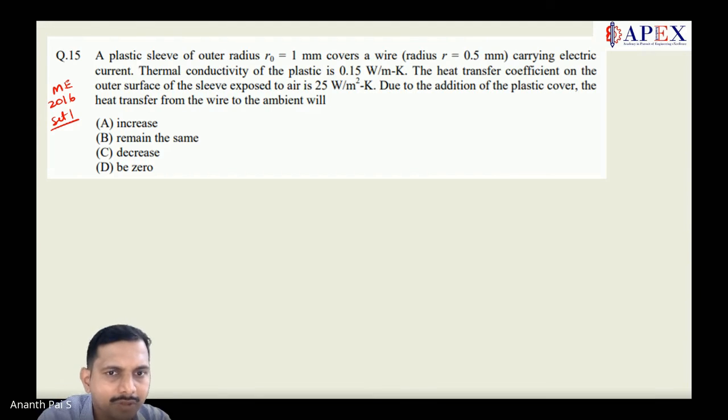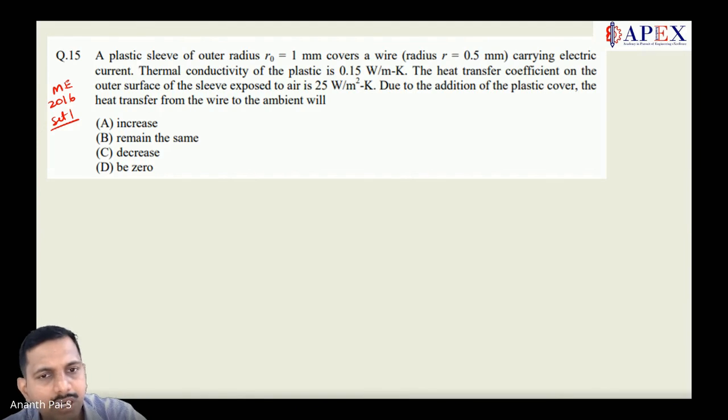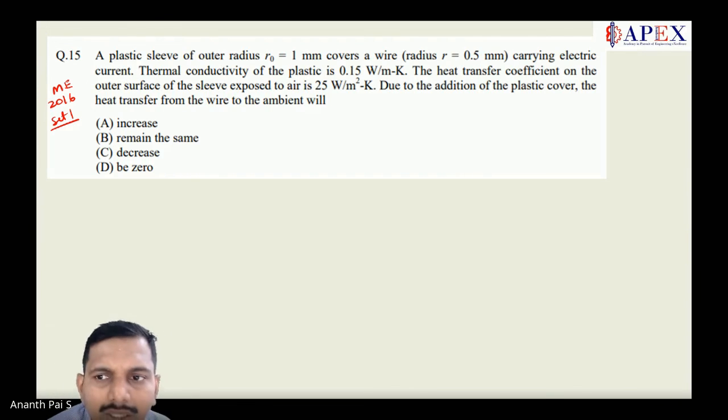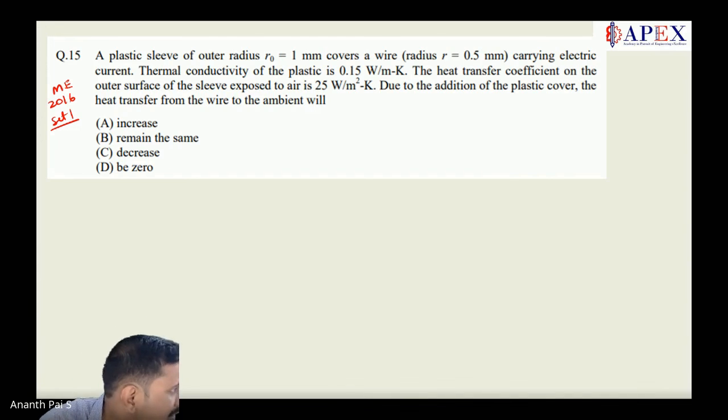A plastic sleeve of outer radius R0 equal to 1 mm covers a wire carrying an electric current. Thermal conductivity of the plastic is 0.15. The heat transfer coefficient from the outer surface of the sleeve exposed to air is 25 watt per meter square Kelvin. Due to addition of the plastic cover, the heat transfer from the wire to the ambient will increase, remain the same, decrease, or be zero.